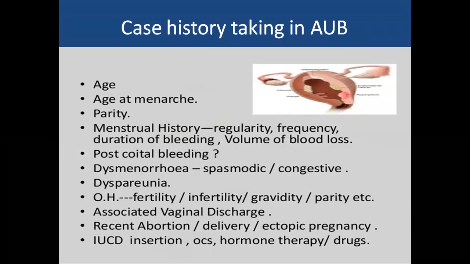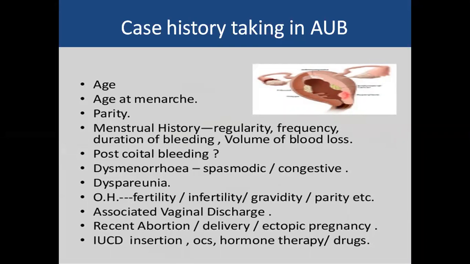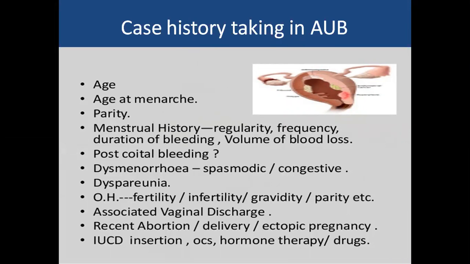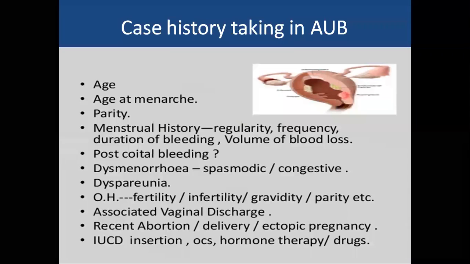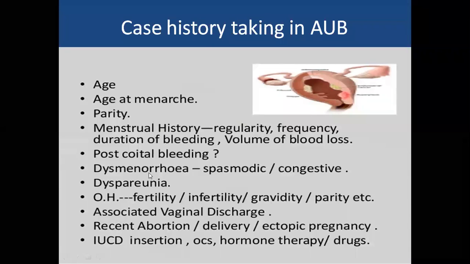In the previous menstrual history, you have to ask the regularity, frequency, duration of bleeding, and volume of blood loss, and whether it is associated with dysmenorrhea or not. Anovulatory cycles are not associated with dysmenorrhea. Only ovulatory cycles will be associated with dysmenorrhea. Then you have to ask whether there is any history of postcoital bleeding. When dysmenorrhea is present, you should tell whether it is spasmodic or congestive.